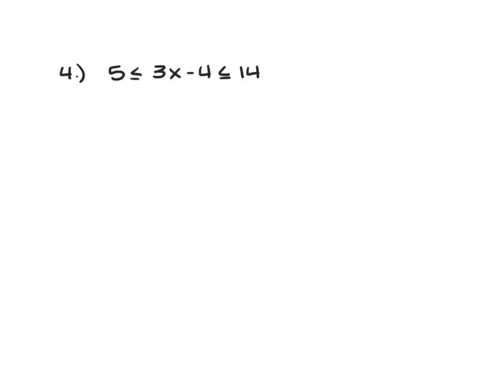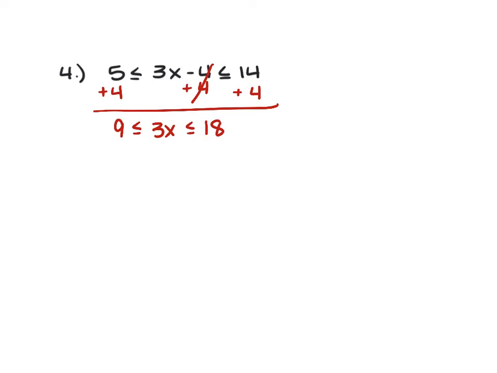For number 4, we have 5 is less than or equal to 3x minus 4, which is less than or equal to 14. So with this, I'm going to add the 4 to every part to start. This is leaving me with 9 is less than or equal to 3x, which is less than or equal to 18. From here, I just divide each part by 3, and I'm left with 3 is less than or equal to x, which is less than or equal to 6.